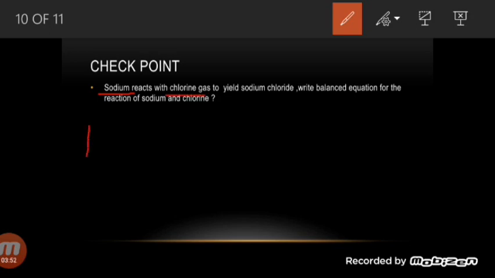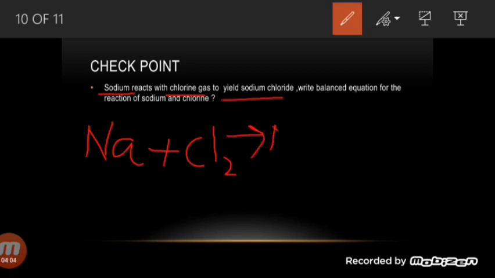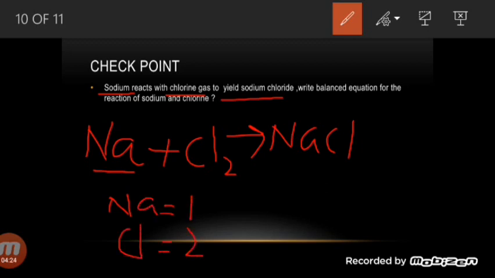Here we will be having sodium. The symbol of sodium is Na. It is reacting with chlorine gas. Chlorine will always be taken as a diatomic molecule, and the yield will be sodium chloride, NaCl. So the first step was to write down the symbols, and we have written the symbols accurately. Second is to check the number on both sides. Let's check whether the number of atoms are equal or unequal. Sodium 1, chlorine 2. Here sodium 1, chlorine 1.